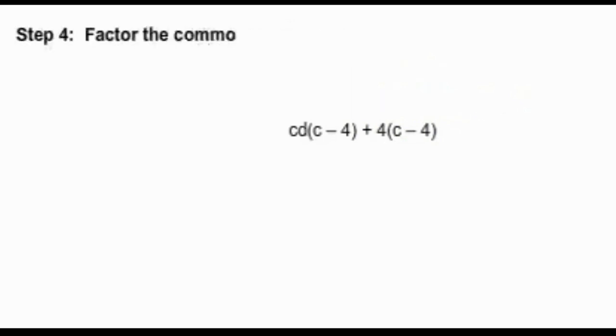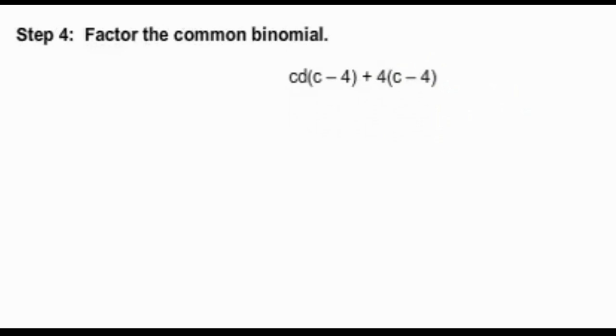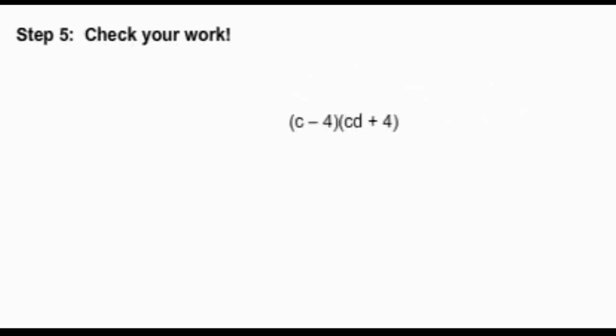The next step is to factor the common binomial from each group. Notice that the binomials in parentheses are exactly the same. c minus 4 is common to both terms. Therefore, it is a GCF, which may be factored from each term, leaving the other factor, cd plus 4. So the final factored solution is c minus 4 times cd plus 4, but you're not quite done yet. Don't forget to check the factors by distributing. If the product of these factors matches the original polynomial, they are correct. C times cd is c squared d.